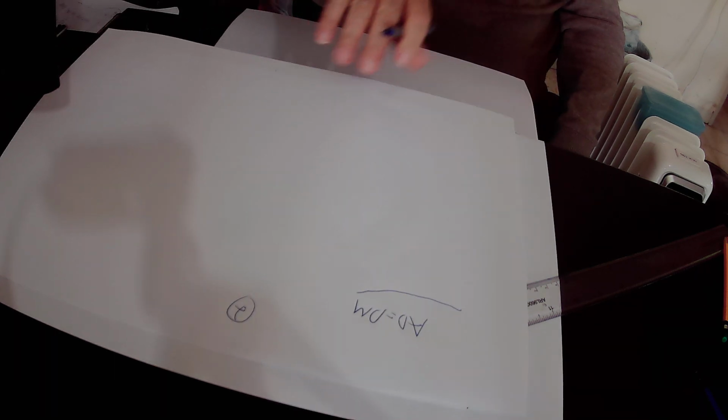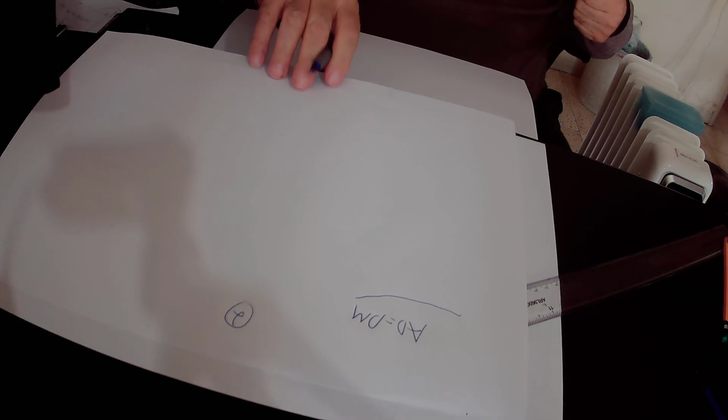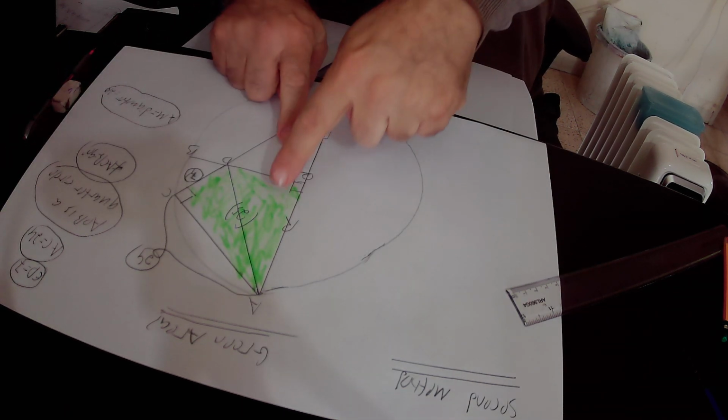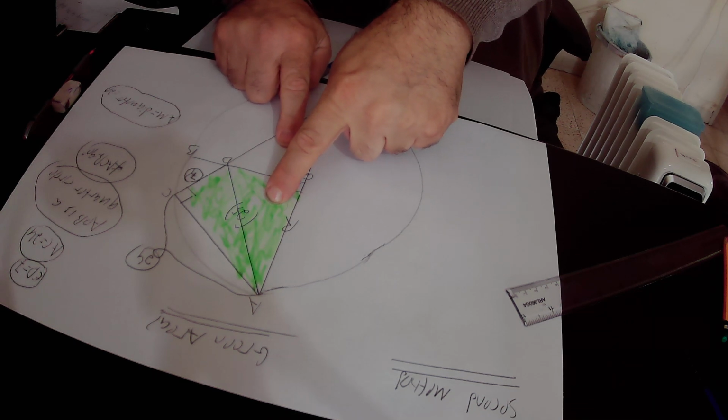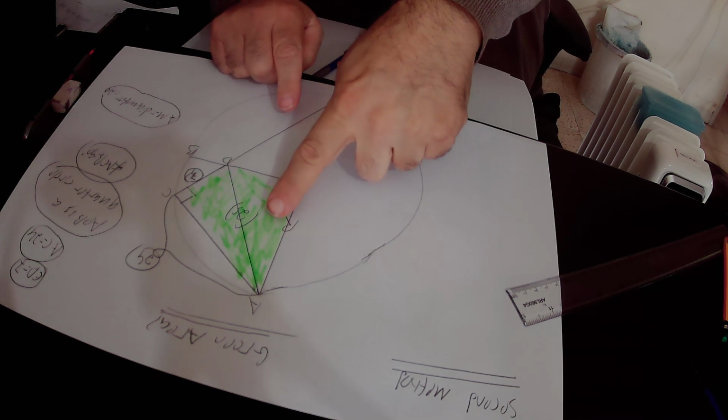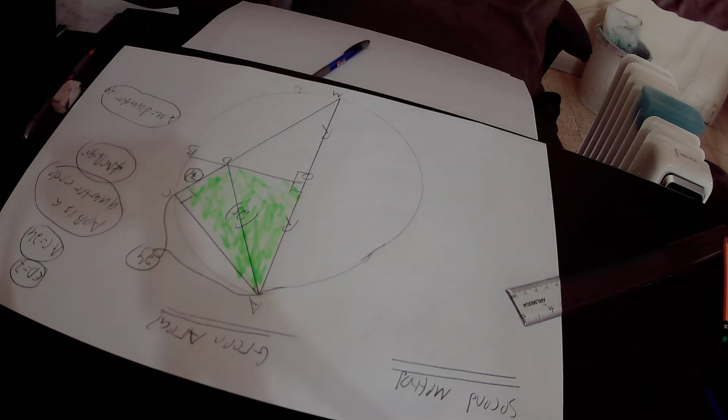Why does AD equal DM? It is according to the rule that corresponding sides in congruent triangles are equal to each other. Those two triangles can go into each other according to the side-angle-side rule. Therefore, the corresponding sides AD and DM must also be equal to each other.